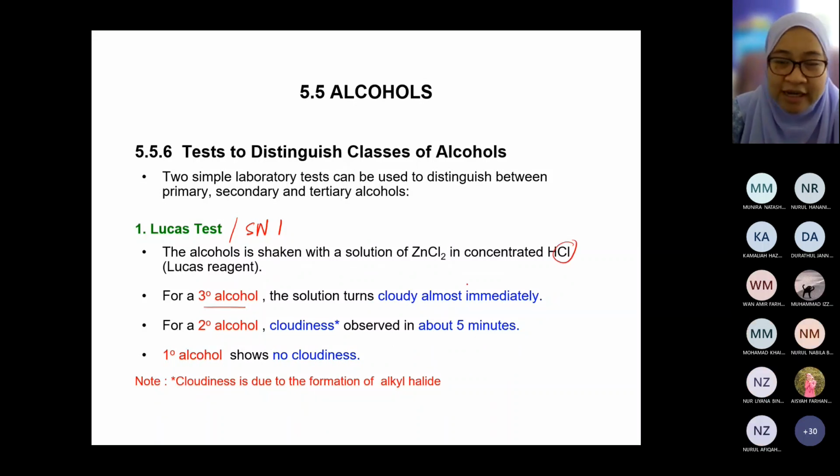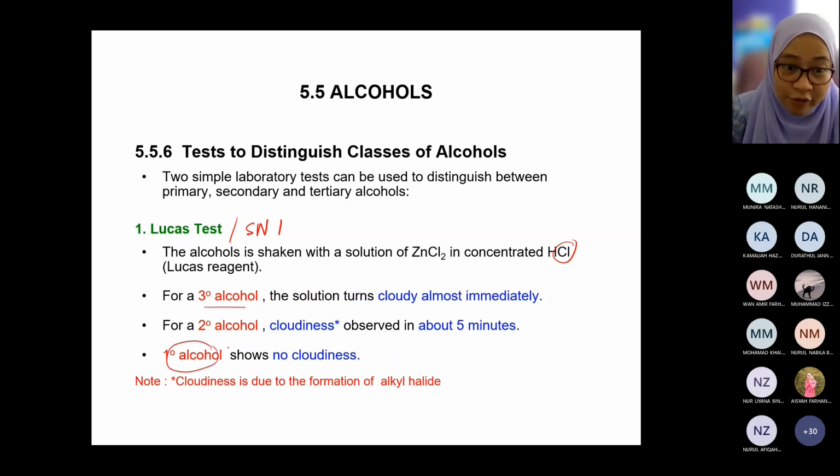It is because it reacts with HCl. Basically, we use HCl during the reaction of alcohol in SN1. We use HCl, but for SN2 we cannot use HCl. We have to use PCl5, PCl3. So that would be SN2. This one, SN1, we use HCl, concentrated HCl. So that's why tertiary alcohol gives cloudiness almost immediately.